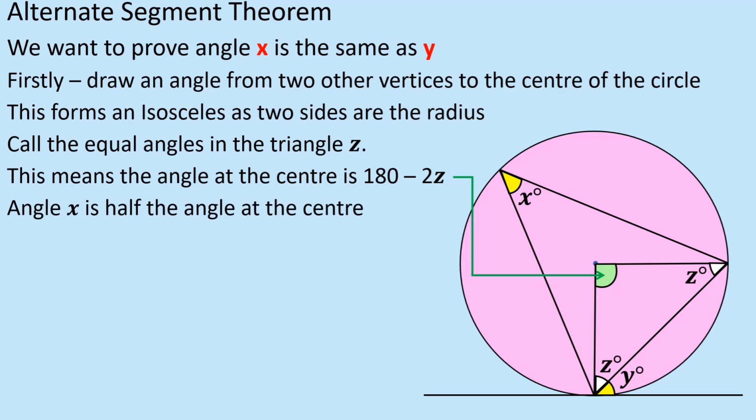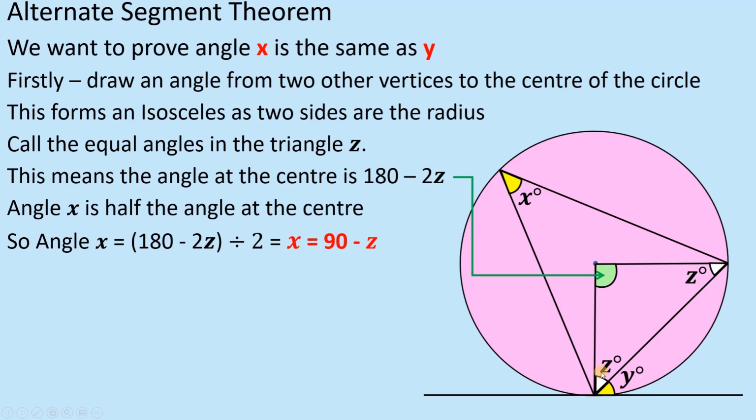We know, again from another circle theorem proof, that this one here is half this one. So that's going to be half of this, so it's going to be 90 minus z. So x is 90 minus z over there. Happy with that? So we know that x is 90 minus z, and I want to show that this is this one over here.